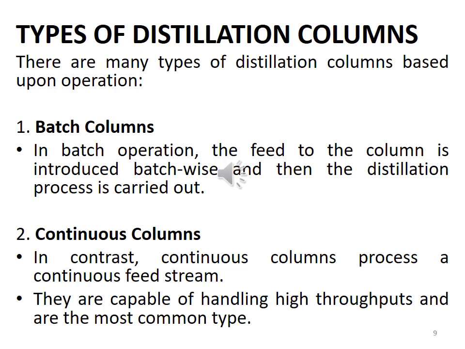While in the continuous column, in contrast to the batch column, a continuous feed stream is processed. A continuous feeding to the column will be processed, and no interruptions occur unless there is a problem with the column or the surrounding process unit. So they are capable of handling high throughput and are the most common type. The continuous columns are most commonly preferred over batch column operations.